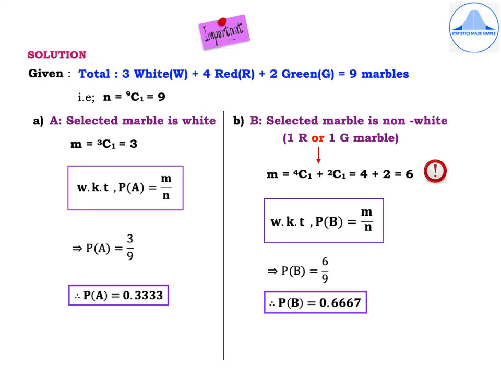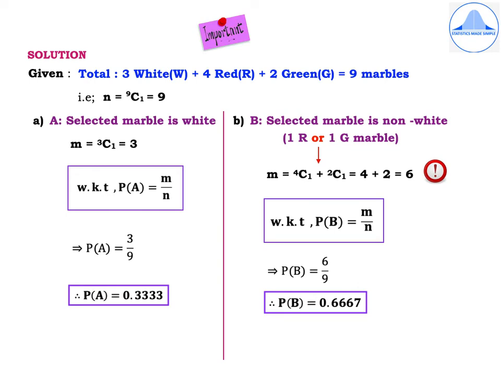Solution. Let us first write the total number of marbles which are given. So given total is 3 white, for white I am using the abbreviation W, plus 4 red, so for red I am using capital R, and 2 green, so for green I am using capital G. So the total number of marbles is equal to 9. Now we have 9 marbles and out of these 9 marbles only one marble is selected. That is n is equal to 9C1, which is equal to 9.